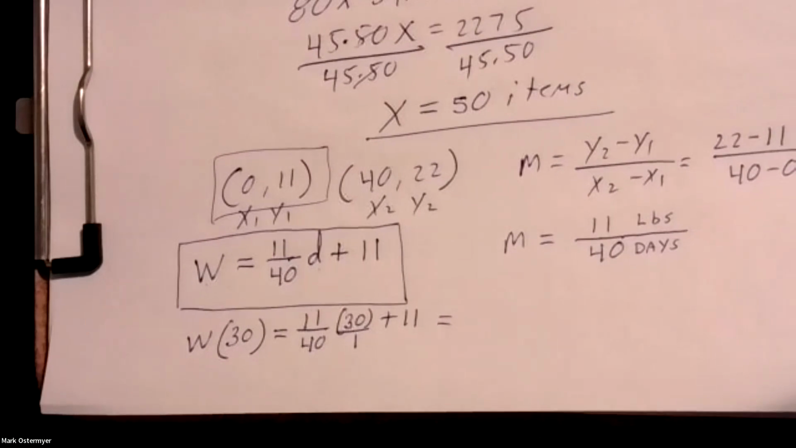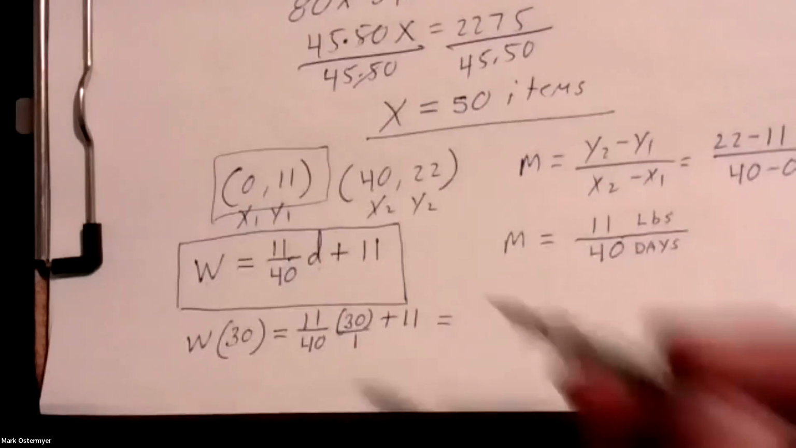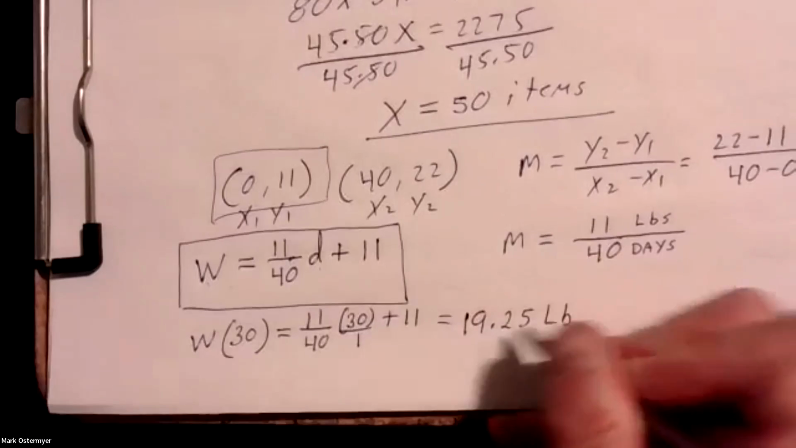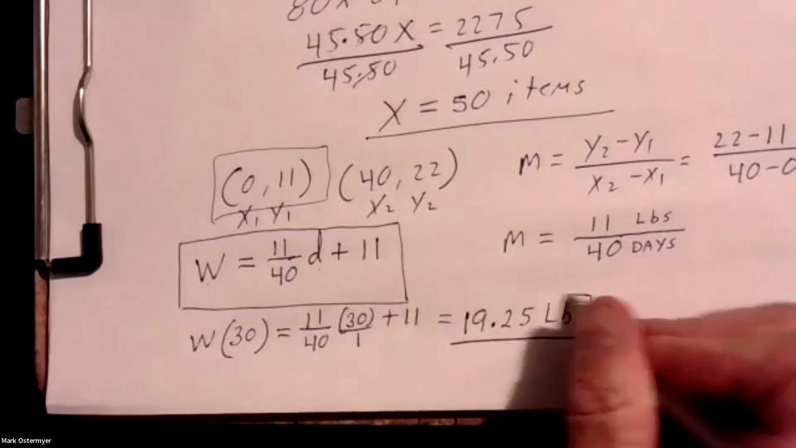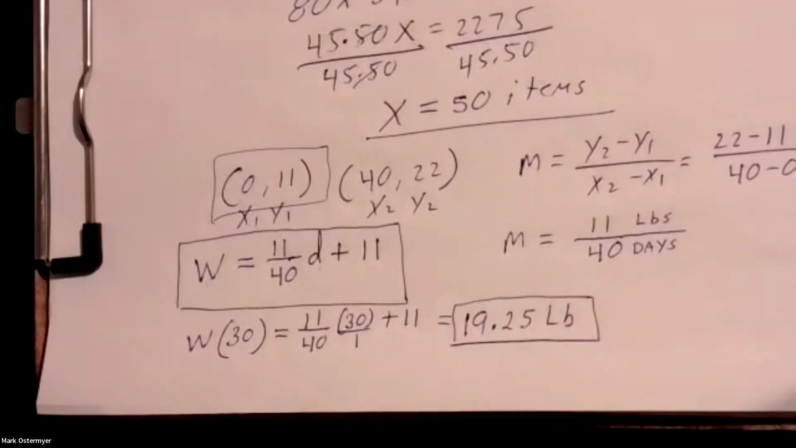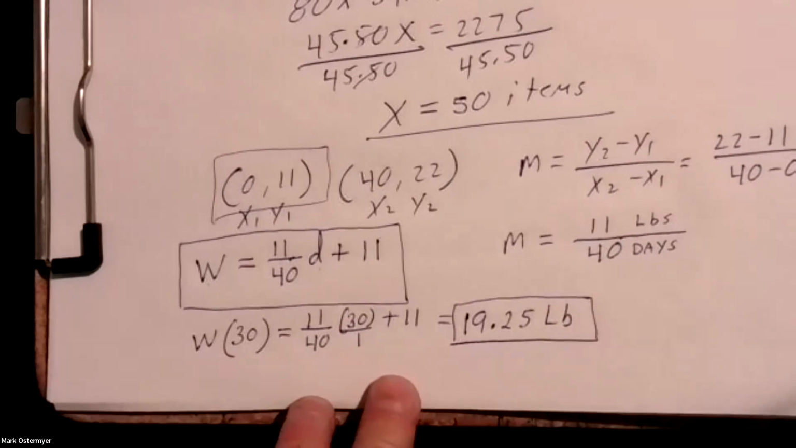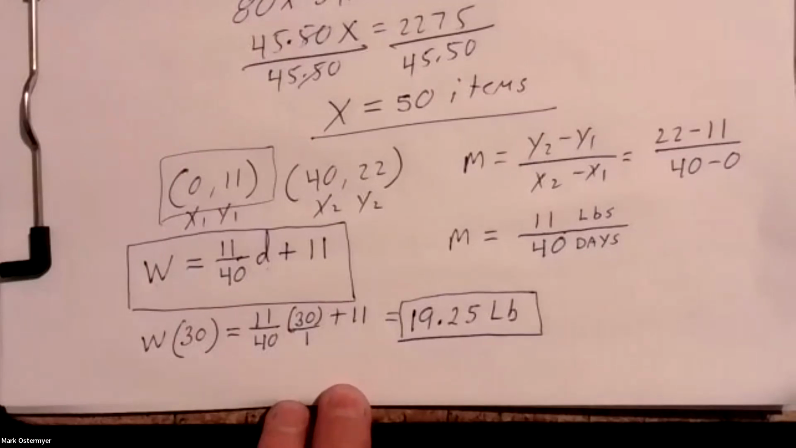11 times 30 divided by 40 plus 11. Dodger's weight would be 19.25 pounds. And there you go. That would be the weight of Dodger 30 days after we adopted Dodger. Okay. So you can model ordered pair data according to a linear equation, and then use that equation to make predictions or forecasts.